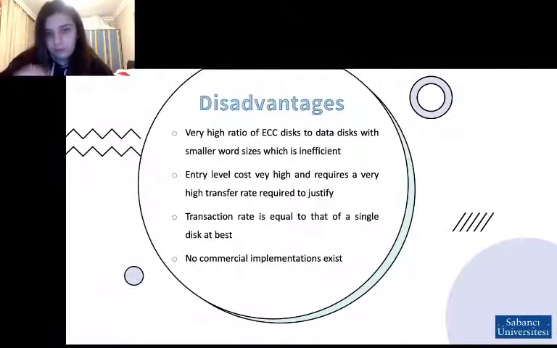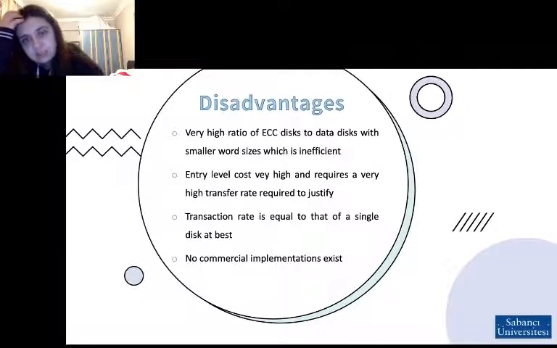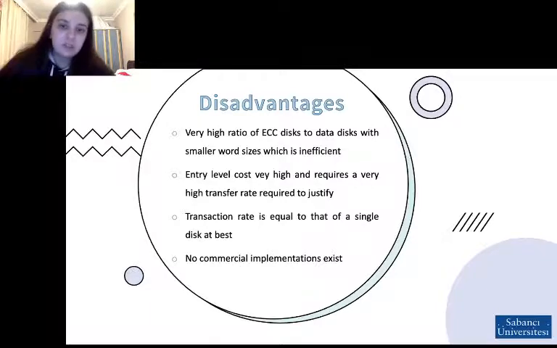Disadvantages of RAID 2: very high ratio of ECC disks to data disks with smaller word sizes that are inefficient. Entry-level cost is very high. It requires a very high transfer rate to justify. Transaction rate is equal to that of a single disk at best with spindle synchronization. No commercial implementation exists. It's not commercially viable.